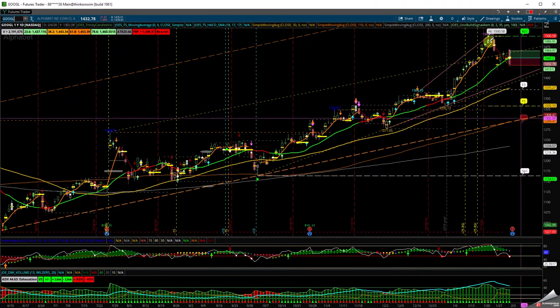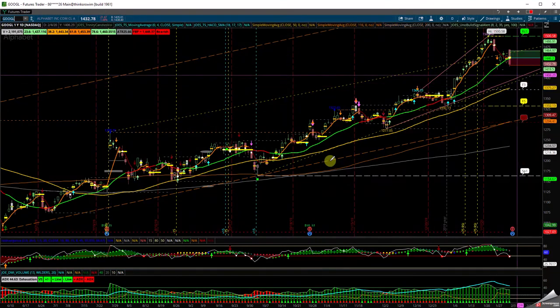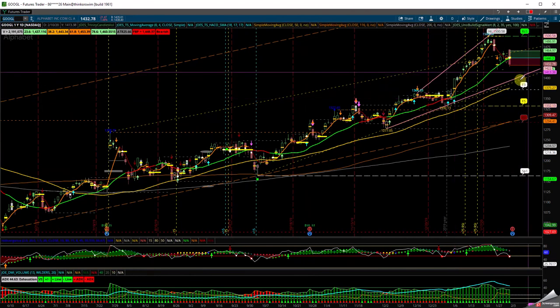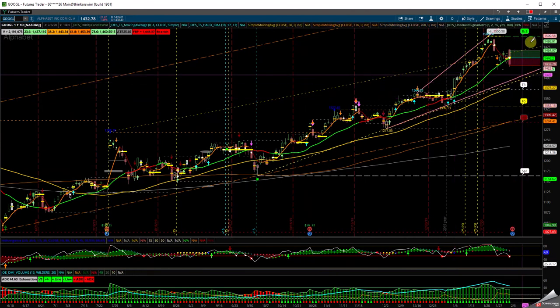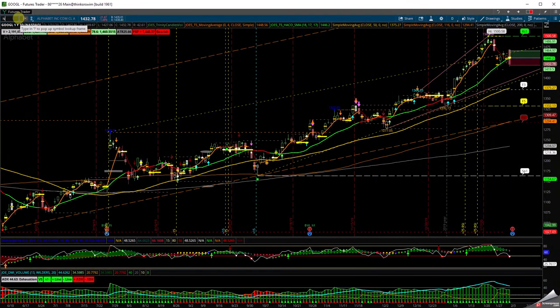If the market looks ugly, we'll come falling down through these. If the market tends to find support at this minor channel, that yellow one, it may turn back up. Okay, that's Google. Let's take a look at NFLX.